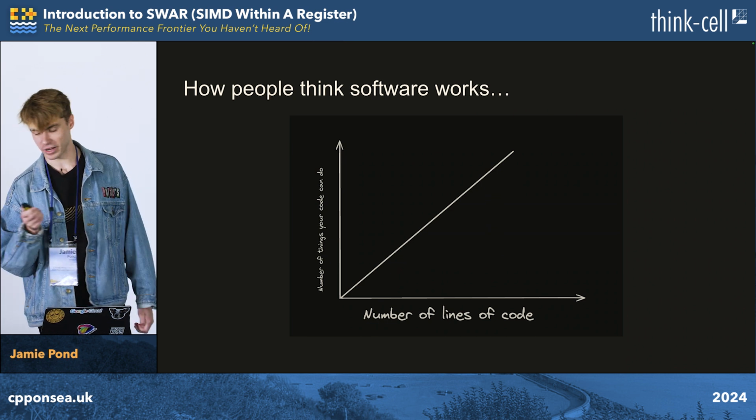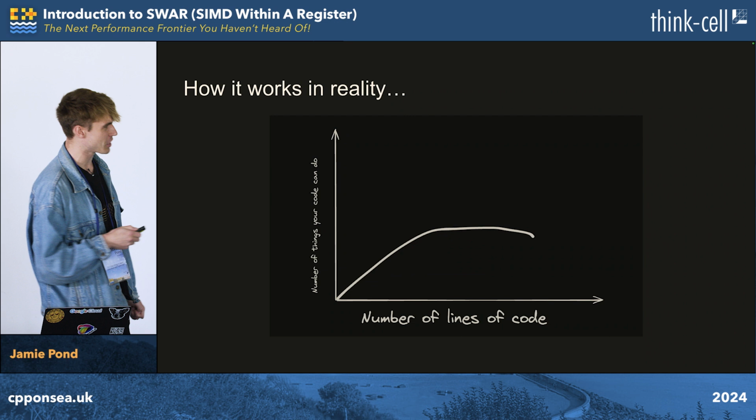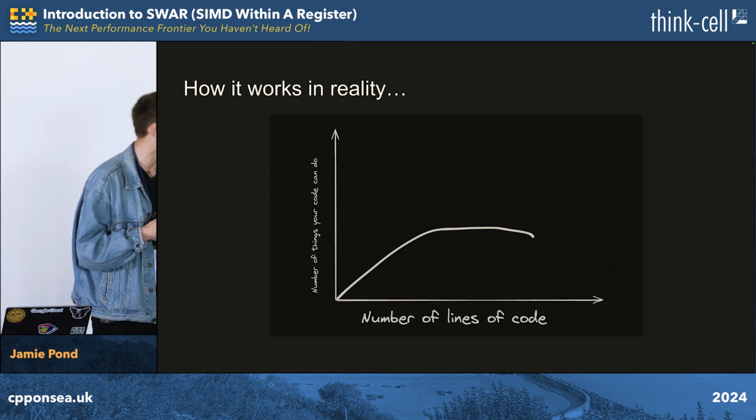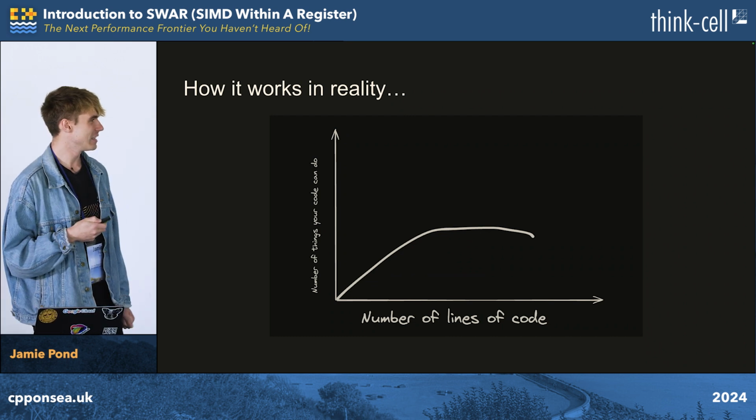If you've worked in tech to any degree, you'll probably recognize that it generally feels a little bit more like this, where the more lines of code you have, the slower and the more ineffective each line of code can get.